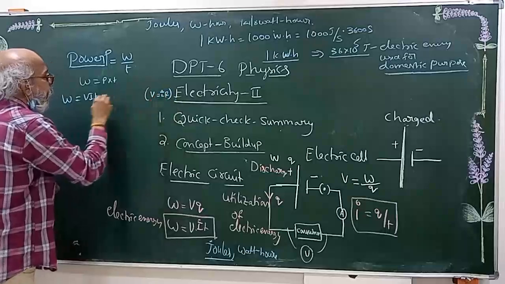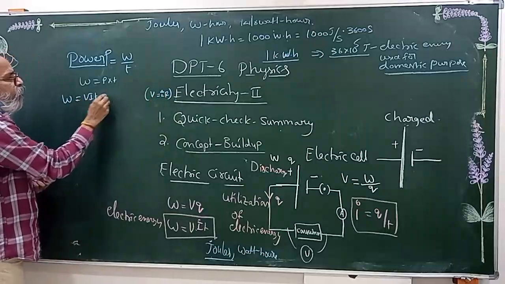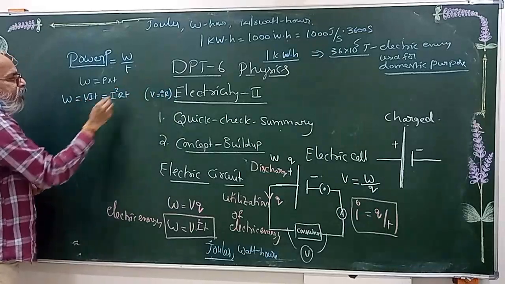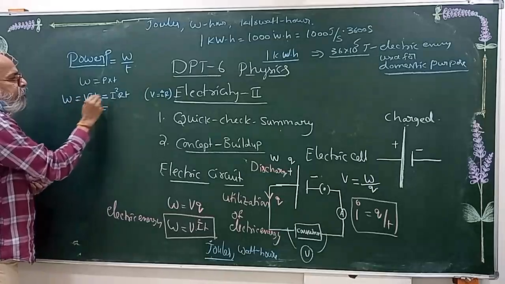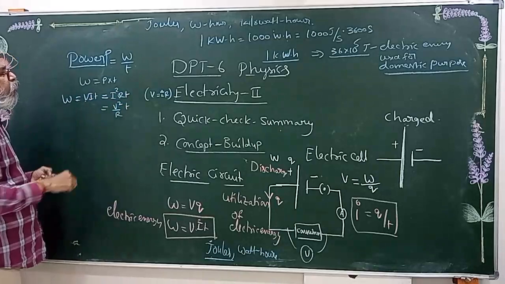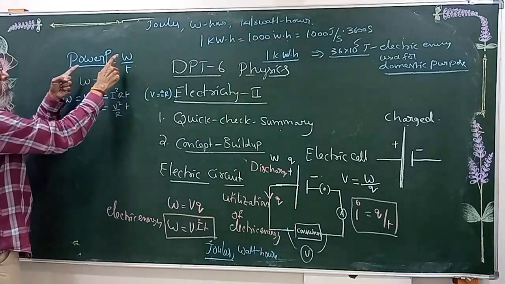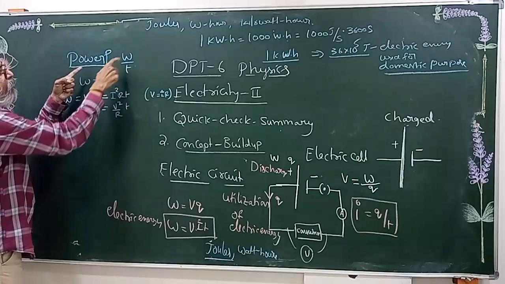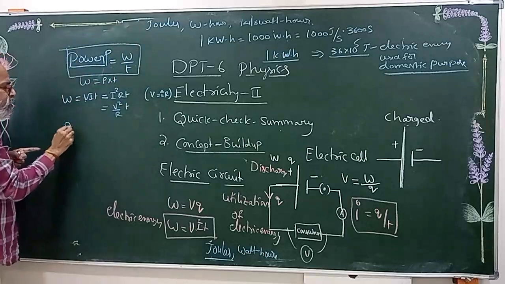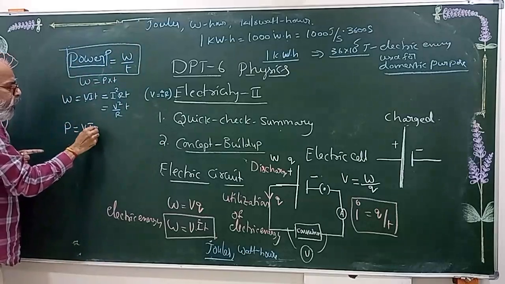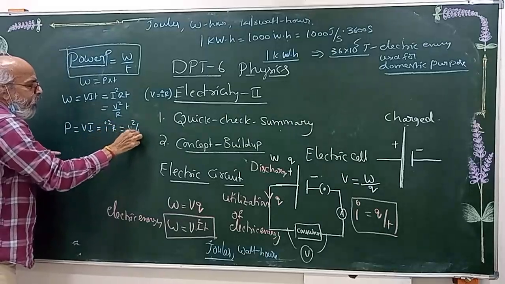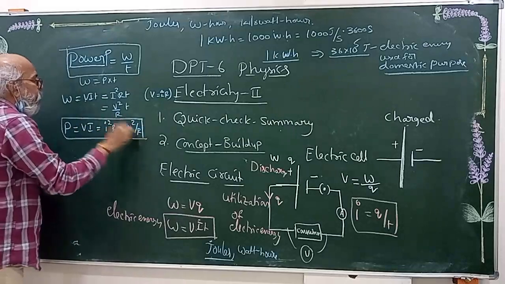You can also incorporate it here. It will take the form I square RT. If you take V is equal to IR, afterwards, if you take I is equal to V by R, it will become V square by R into T. So by introducing all these things in this power equation, what do we get? Power can be expressed as VI or I square R or V square by R. So these are the expressions for power dissipated.